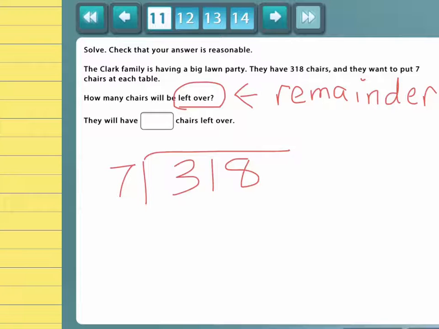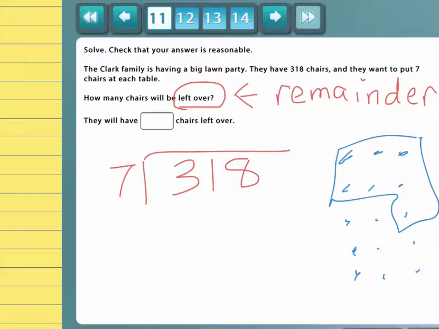The Clark family's having a big party. They have 318 chairs, and they want to put 7 chairs at each table. How many chairs will be left over? So our answer is going to be the remainder. In a perfect world, I would actually draw 318 chairs, and I would split them into groups of 7, and I would count those groups, and I would get the answer. So using repeated subtraction, but division is the same as repeated subtraction, it's just a little bit faster.